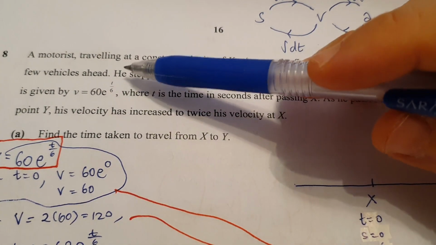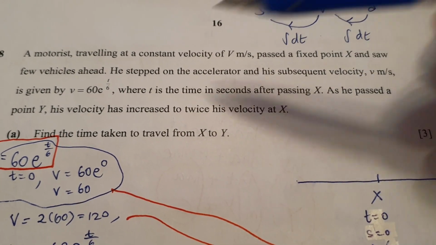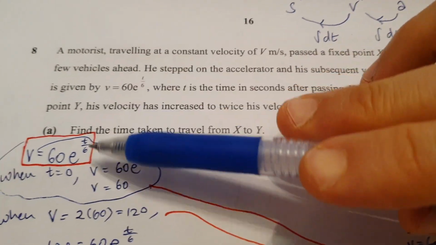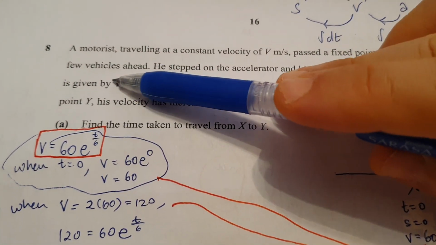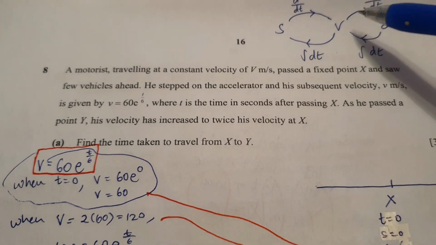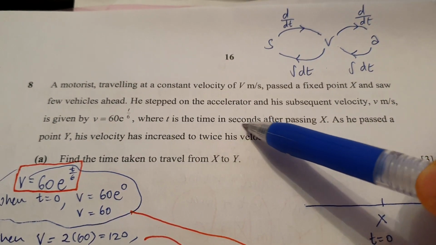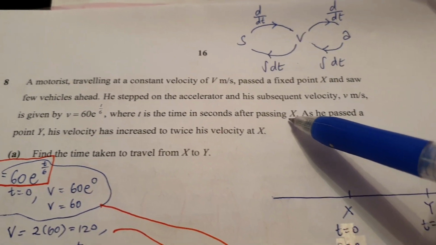Saw a few vehicles ahead. He stepped on the accelerator and his subsequent velocity is given by this. So I wrote this down here, or you can actually box this up because this is very important information given. This is your velocity v, where t is the time in seconds after passing x.